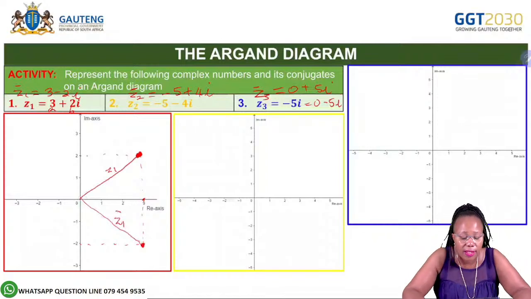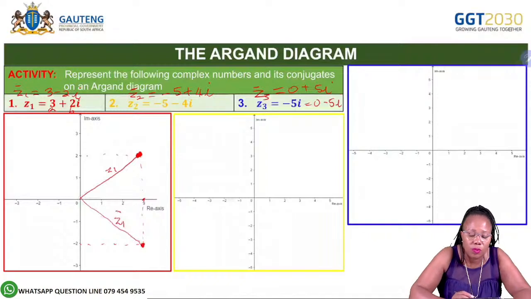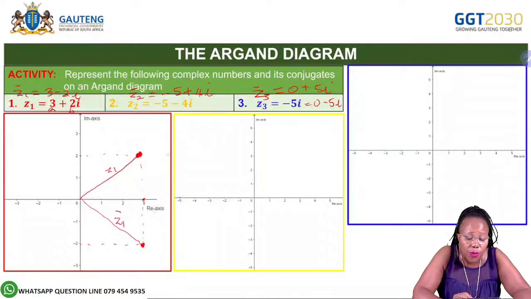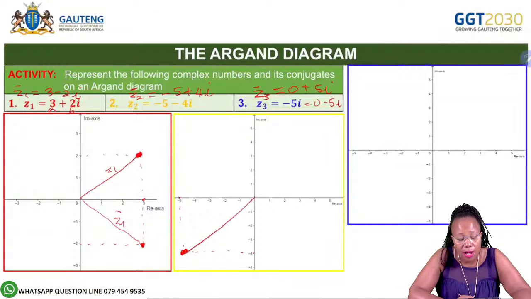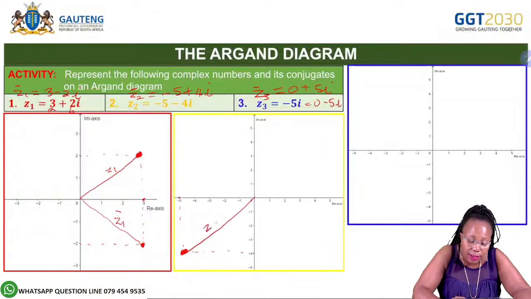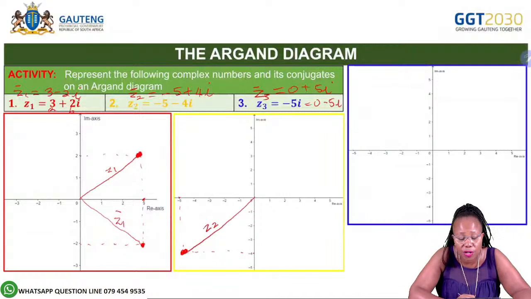Okay, and now number 2. We have Z2 as minus 5. We move to minus 5. From minus 5, we coordinate this with minus 4 from imaginary. Minus 4 imaginary, and this is coordinating minus 5 and minus 4. We have a point there, and then we draw a line from the origin to that point. Therefore, we have our Z2 line. Can you see, grade 12, easy?